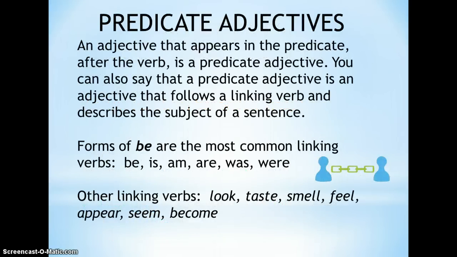Predicate adjectives. An adjective that appears in the predicate after the verb is a predicate adjective. You can also say that a predicate adjective is an adjective that follows a linking verb and describes the subject of a sentence. Forms of be are the most common linking verbs. Be, is, am, are, was, were. Other linking verbs: look, taste, smell, feel, appear, seem, become.